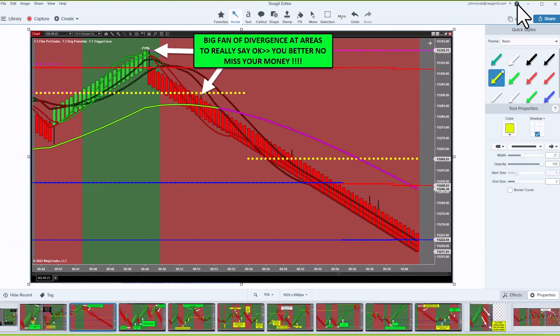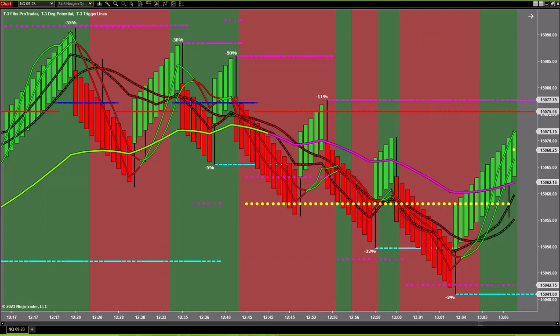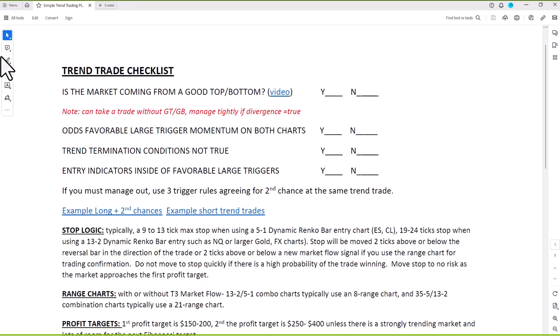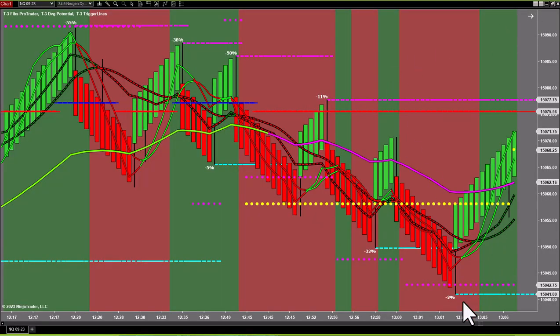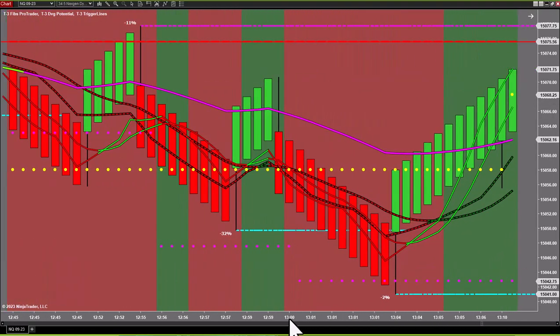When you look at the chart and you look at your rules and go through them, the very first rule, and I think a lot of people skip this rule, is: is the market coming from a good top or bottom? Again, there's a video in here and I want you to watch that video again, but the importance of having a good top or bottom. When I say good top or bottom, what does that mean?